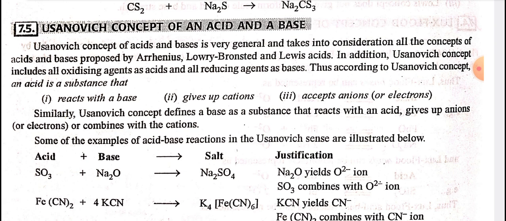Again, the Usanovich concept of acids is very general and takes into consideration all concepts of acids and bases proposed by Arrhenius, Lowry-Bronsted, and Lewis. In addition, the Usanovich concept includes all oxidizing agents as acids and all reducing agents as bases. Thus, according to the Usanovich concept, an acid is a substance that reacts with a base, gives up cations, or accepts electrons. Similarly, the Usanovich concept defines a base as a substance that reacts with an acid, giving up anions or combining with cations. This is not much important as it is not prescribed in our syllabus.